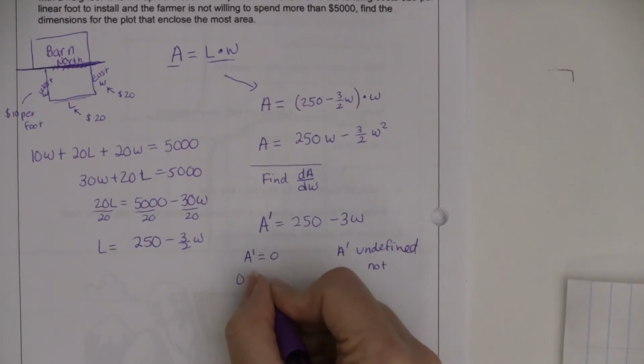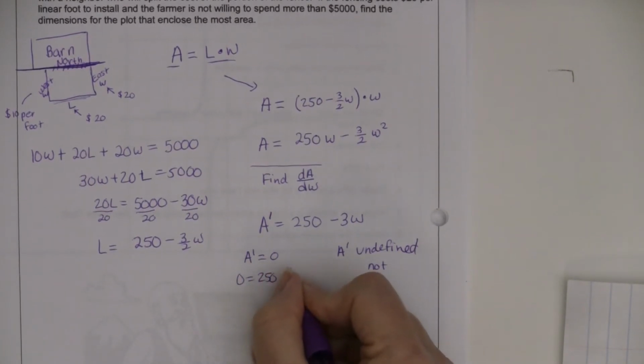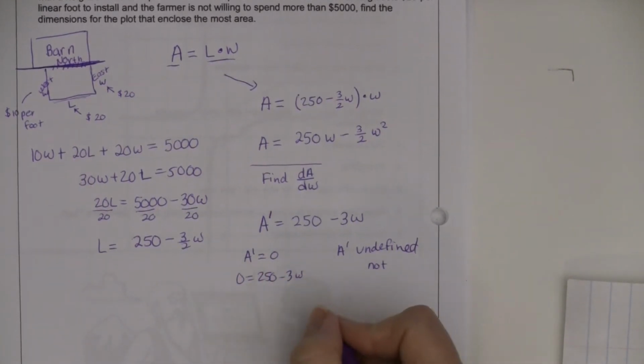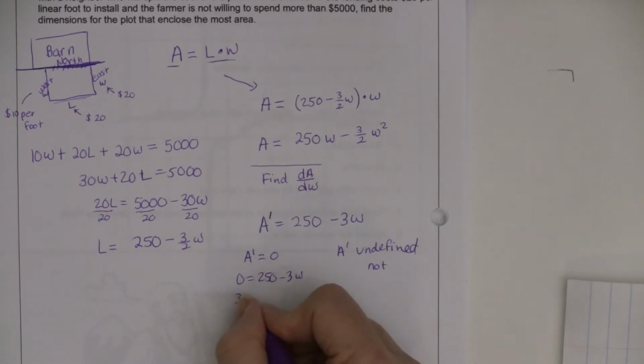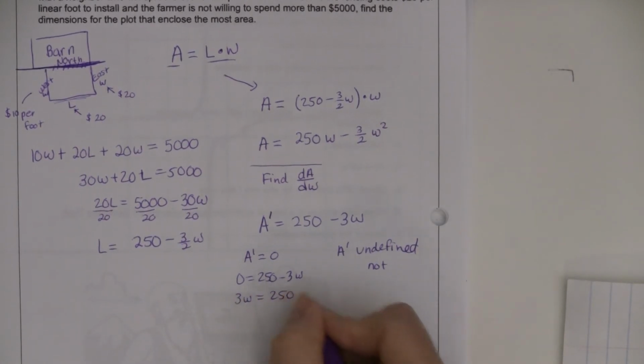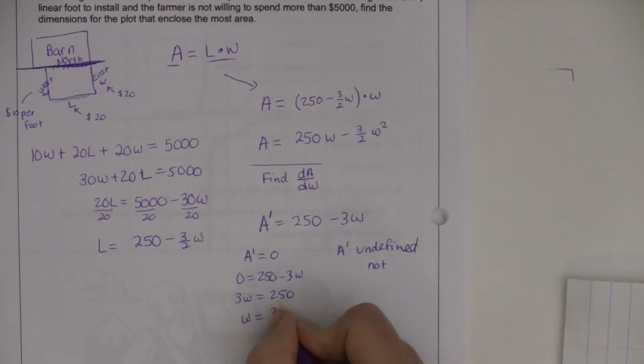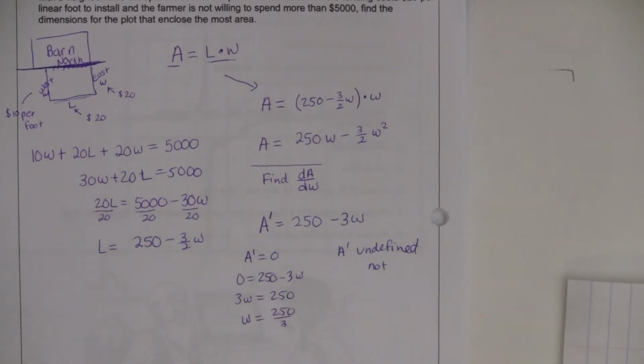And it's 0 at 250 minus 3W. I put the 0 on the wrong side. How am I going to be so silly? 3W equals 250, or W equals 250 divided by 3. I don't think that goes evenly. And so there's our possible critical value.